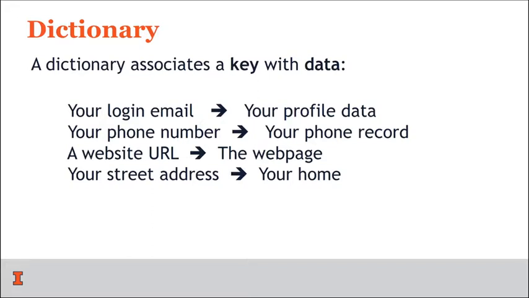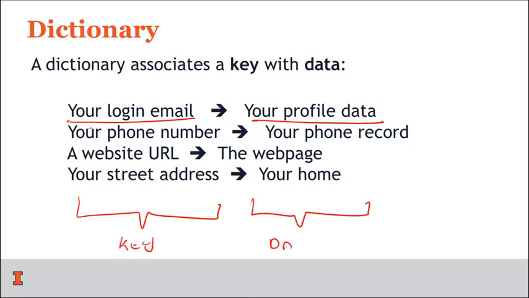A dictionary is always going to associate some key with data. So for example, your email login is going to be associated with your profile data. If you log in with your email, then that email on Coursera is going to know exactly what all courses you're enrolled in and all of that data associated with you. Likewise, your phone number will likely go to your phone record at some phone company. A website URL is the lookup value. It's the unique key that gives you a particular website. And your street address is a unique value that tells the world exactly where your house is. All of these things take some unique key value and provide us some data that's associated with the key value.